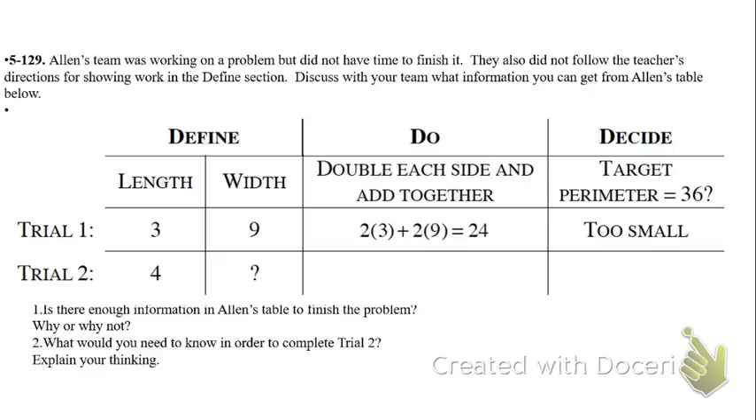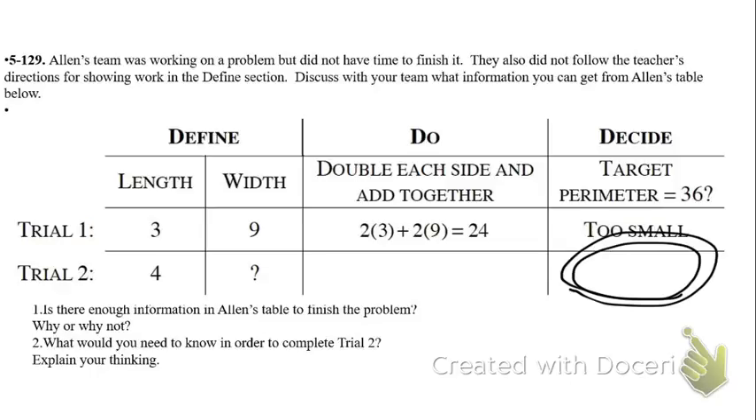Discuss with your team what information you can get from Alan's table below. So try and use the information that you can see to answer the following questions. Okay, so first question, is there enough information in Alan's table to finish the problem? Why or why not? So in other words, what we're trying to ask is, do you have enough information to figure out whether or not your answer is right or wrong? Can you continue their work to find the exact right answer just by what you can see here?